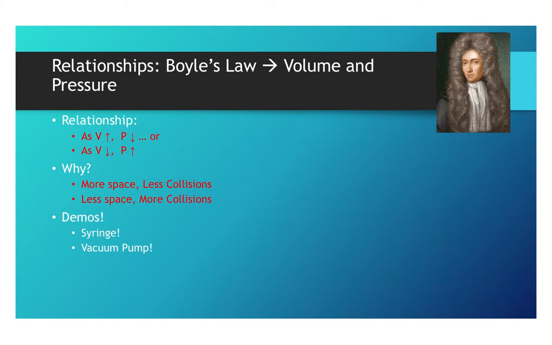So here is our relationship again. They're inverse of each other. And so the idea is, why does that relationship hold? Why as volume goes down, does pressure go up, or volume goes up, pressure goes down? Well, if we have more volume, that means we have more space, so we're going to have less collisions. Less collisions means pressure goes down. If we have less space, we have more collisions. Again, that means pressure goes up.